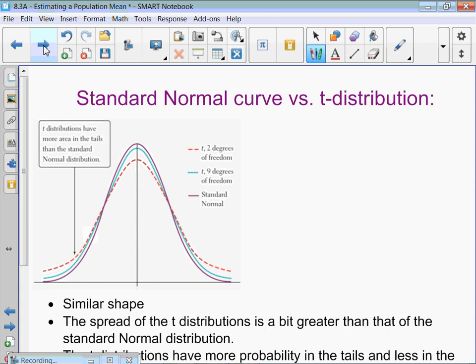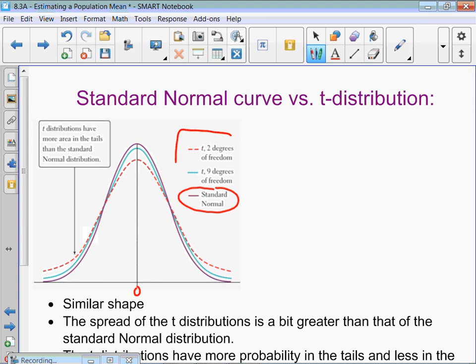Some things that you want to write down. Similar shape: the standard normal curve and t distribution both have a center at 0. They both are bell-shaped and symmetric. However, the spread of the t-distribution is a little bit greater than that of the standard normal. So what we're looking at here, the purple line is the standard normal. So it comes pretty high right here, and it's lower in the tails.